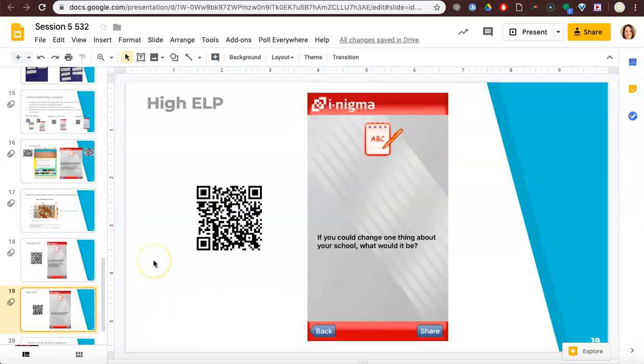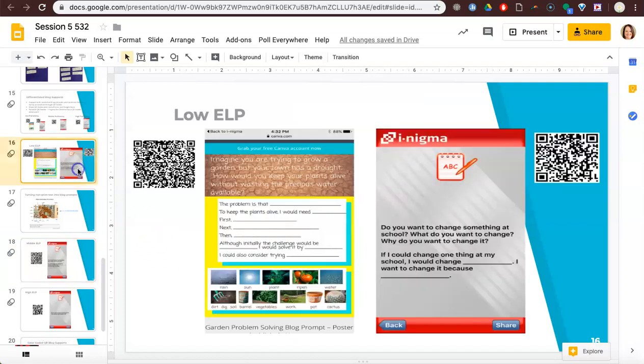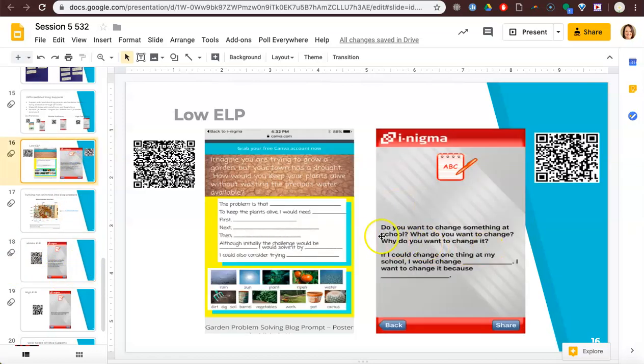Here is an example of one of the prompts for a student who was at the middle of English language proficiency. And now that I look at it, I think I posted the same thing once. Oh, no. So the difference here is this said, do you want to change something at your school? Yes or no? What do you want to change? Why do you want to change it?